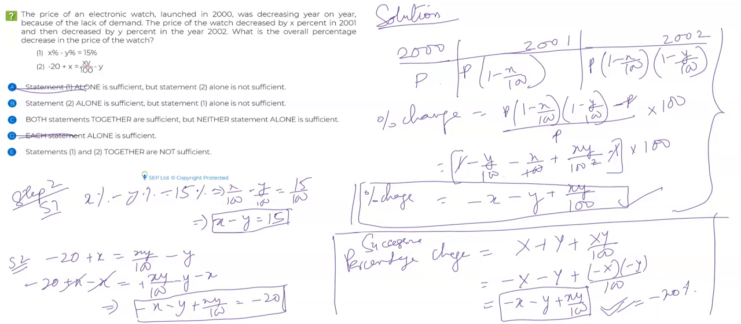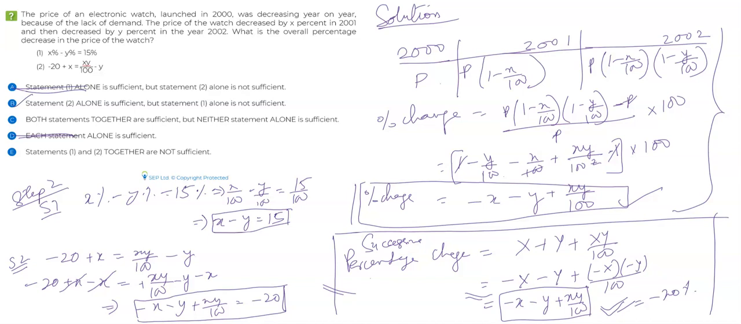I hope now with the help of this question you understood how to use the successive change formula, and how writing this down can help you directly understand that you can get the answer using just one of these statements. So the correct answer in this case is option B.